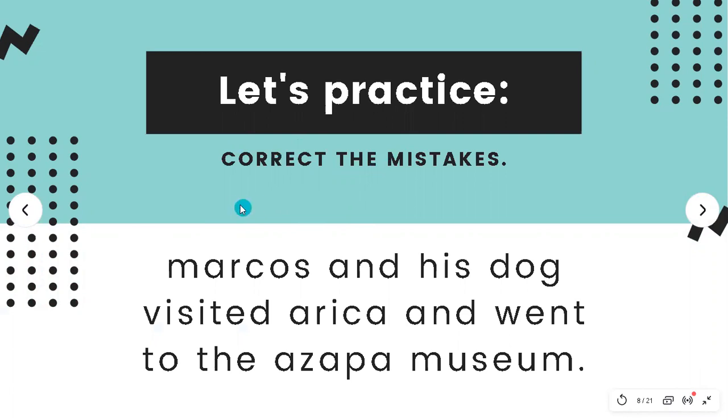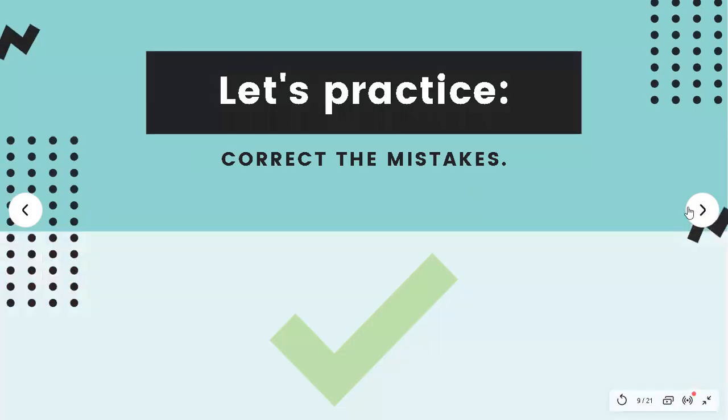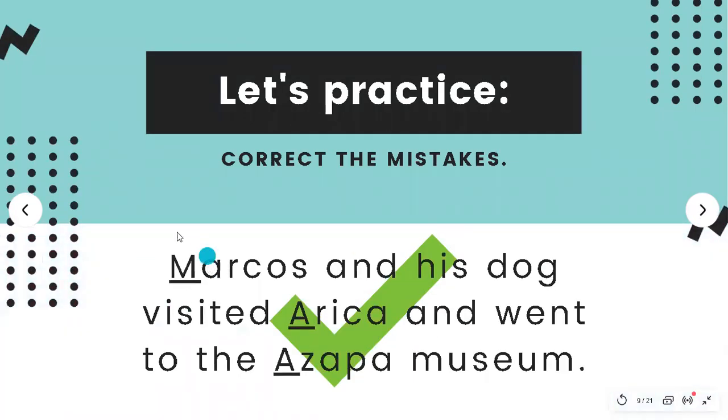So, the errors are, I'm going to show you. Yes. As you were thinking, the errors are the capital letters, las mayúsculas, right? Marcus, Arika, and Asapa. Why do they need the capital letter? ¿Por qué necesitan esa mayúscula? Because they're proper nouns, right? Porque son sustantivos propios. Nombran una cosa, persona, lugar en particular, algo único. For example, Marcus, Arika, Asapa.